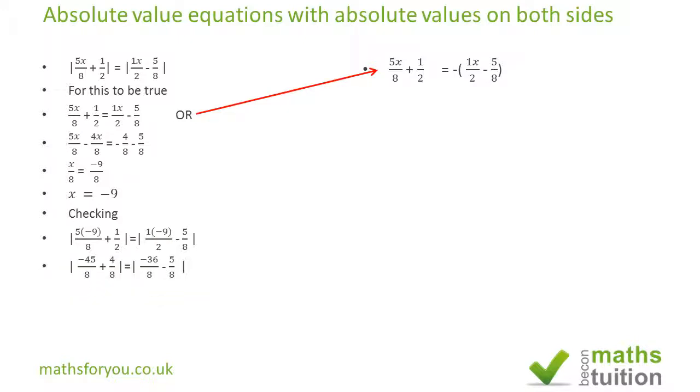So we now have minus 45/8 plus 4/8, and minus 36/8 minus 5/8. We end up with minus 41/8 and minus 41/8. So that balanced. And because this is an absolute value expression here, the answer should be 41/8 is equal to 41/8, and that's correct.